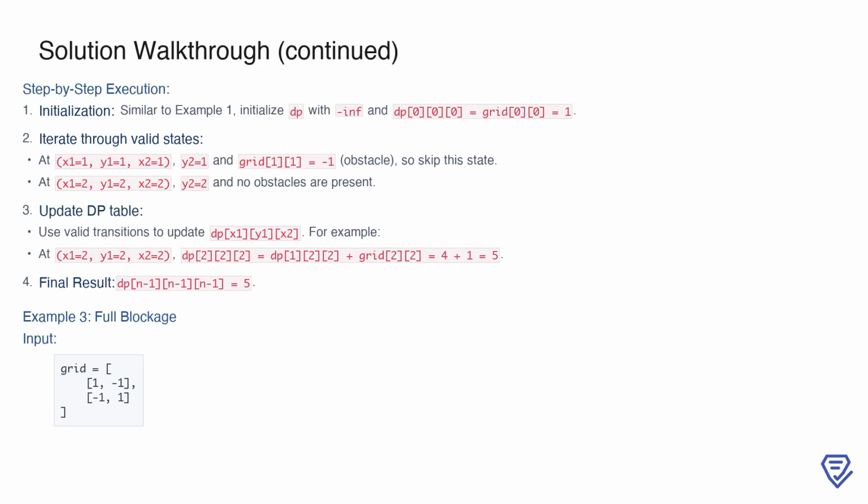Next, we analyze a grid that includes obstacles. The initialization process remains the same. We set up the dp table with INF values and initialize dp[0][0][0] with the value of the first cell, which is 1.